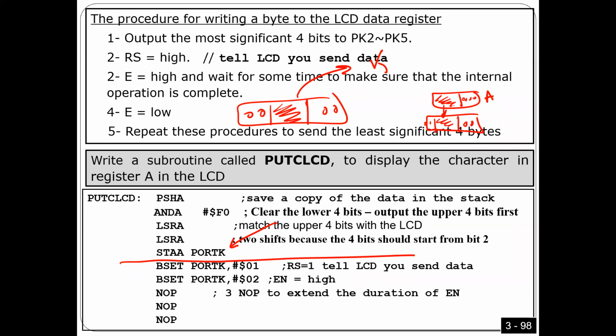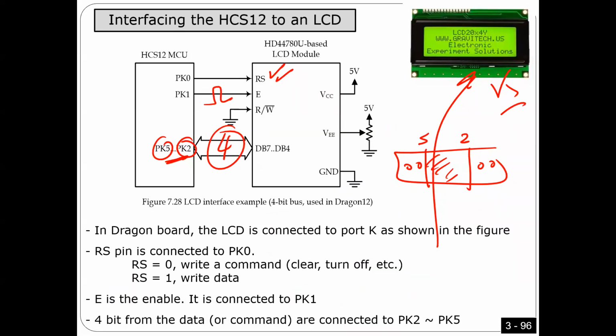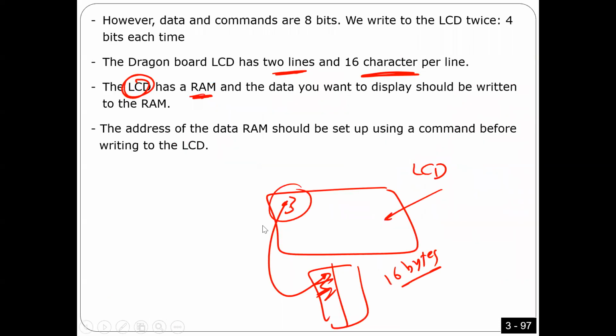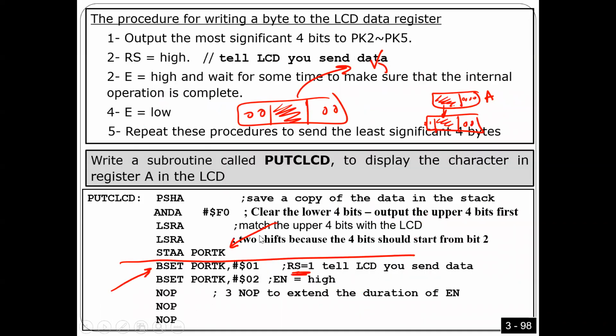Okay. So now, as you see here, guys, I'm going to set RS, as I told you. So I have to put 1 here, because 1 means data. I'm sending data. Okay. That's what I did here. So bit set port K, pin number 1. Okay, this is pin number 1. So when you put number 1 here, number 1 means 1 0 0 0. So actually bit number 0. Okay. Any questions?